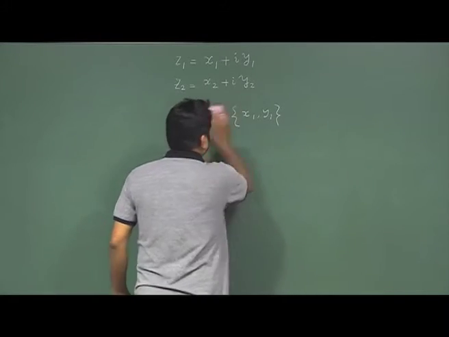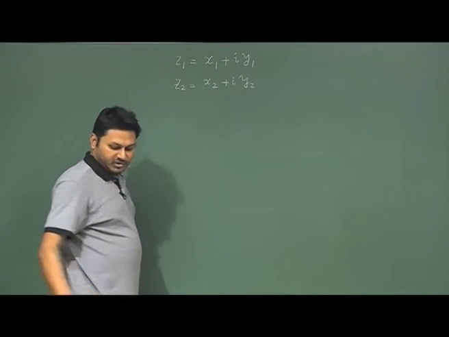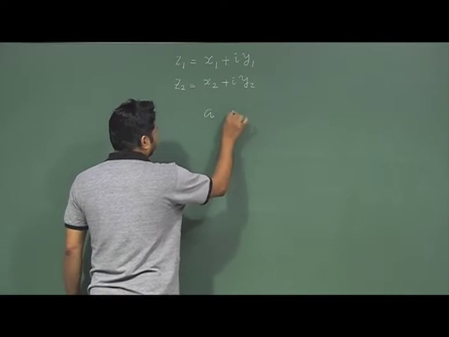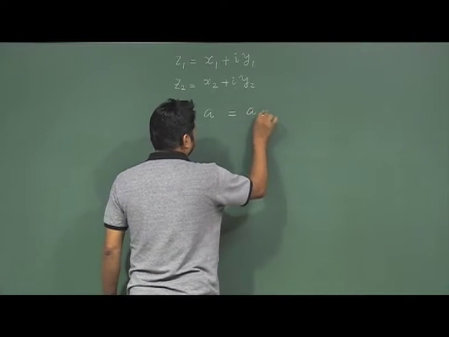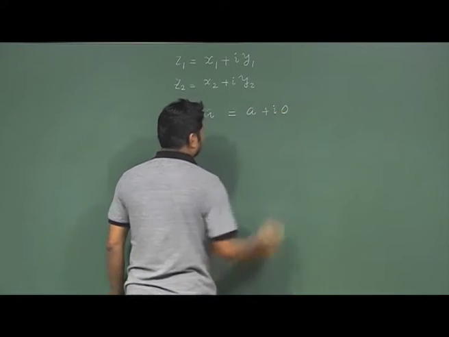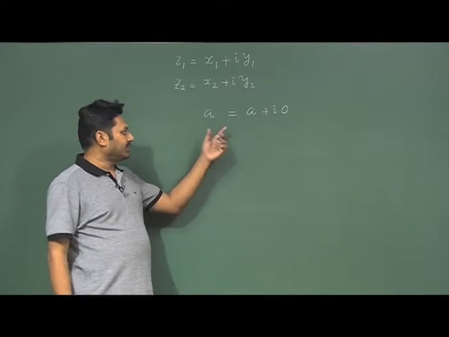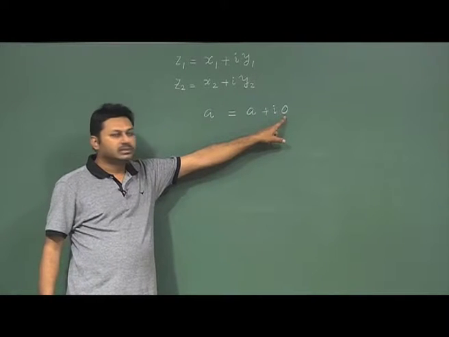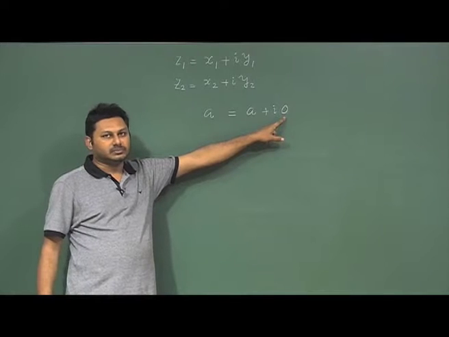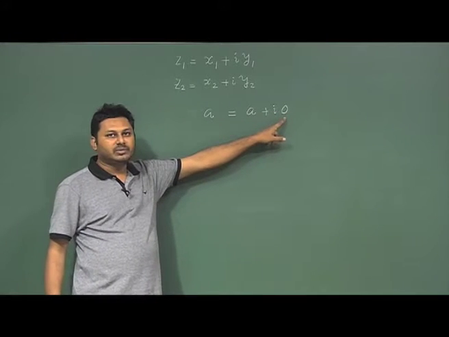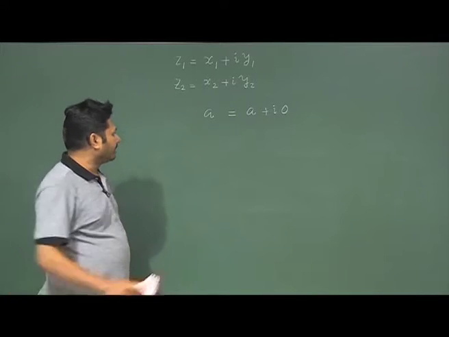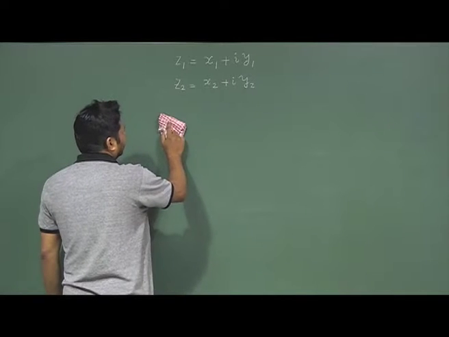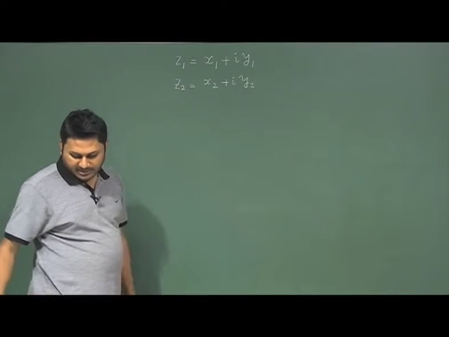However, in general a real number, say if I write a real number a, can also be represented as a plus i into 0. So, the point is a real number can also be represented as a complex number where the imaginary part is 0. I will multiply i with 0, so that will give 0. So, in general a real quantity can also be represented as a general complex number. Okay. So, z1 and z2 are here.